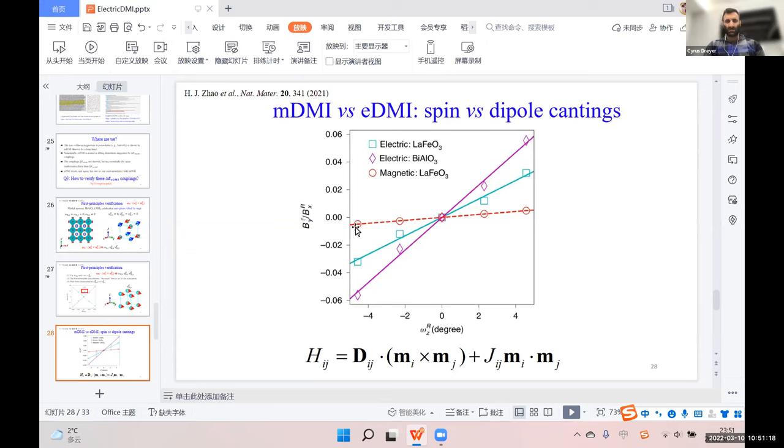Indeed, for the magnetic case, the magnetic DMI, the D_ij comes from the structural distortion, so it has a feature of the displacement or dipoles. In the magnetic case, it's a coupling involving dipoles and two magnetic moments.